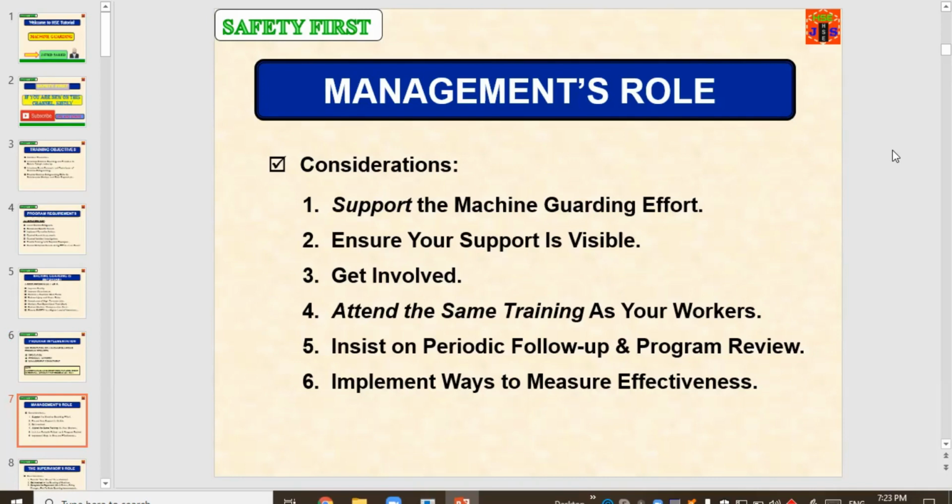The management considerations are number one, support the machine guarding effort. Number two, ensure your support is visible. Number three, get involved. Number four, attend the same training as your workers. Number five, insist on periodic follow-up and program review. And number six, implement ways to measure effectiveness.